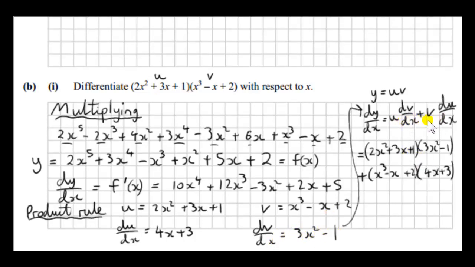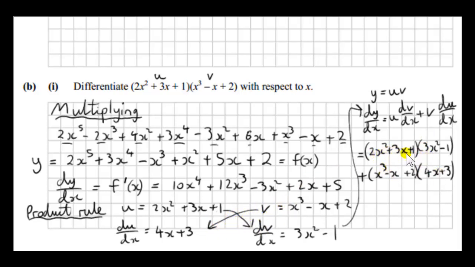Alright, so here's the product rule. Okay, dy dx is the first function times the derivative of the second function plus the second function times the derivative of the first function. So that's the way I remember it. First by derivative of second plus second by derivative of first. So here's the first function, u, times the derivative of the second function. So we multiply these together, u by dv dx, and we add on to it v times du dx.